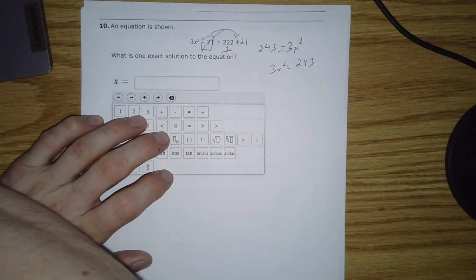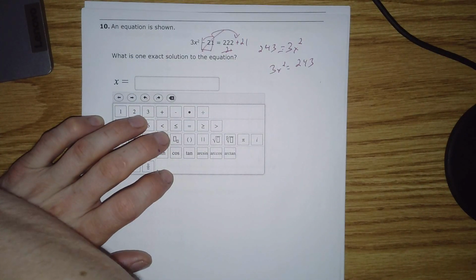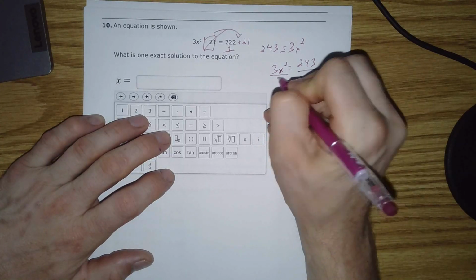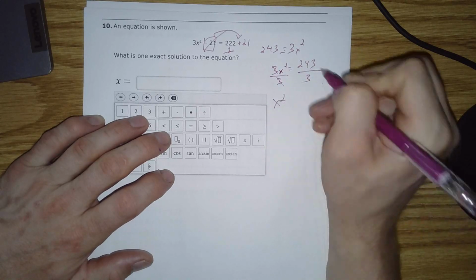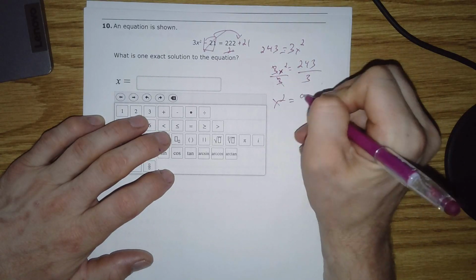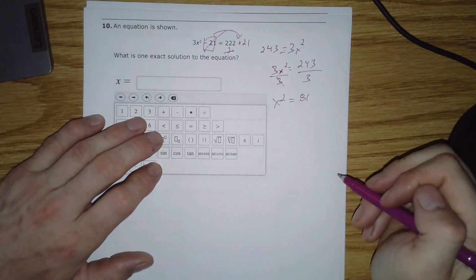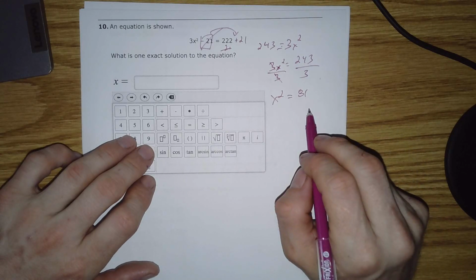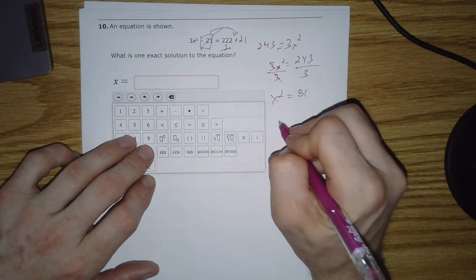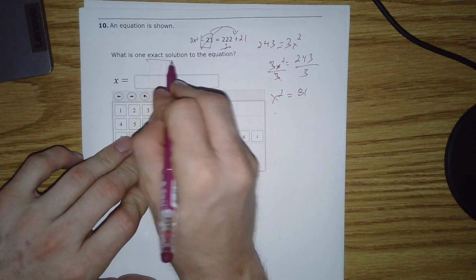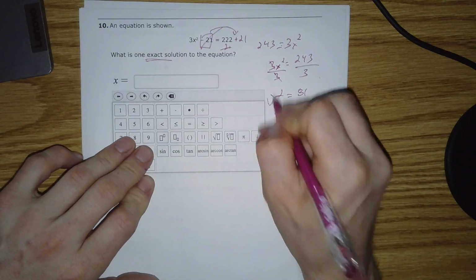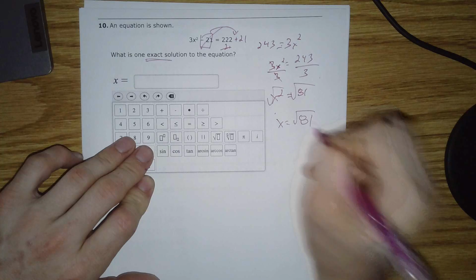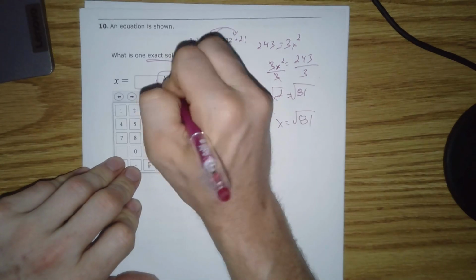Now I'm going to divide everything by 3. I'm trying to divide both sides by the coefficient of my variable term. So that's 3, that's 3, that makes x squared. 243 divided by 3 is 81. So now I have to take the square root of both sides in order to solve this. It's asking for one exact solution, right? So let's take the square root of both sides. This is going to be x equals the square root of 81.